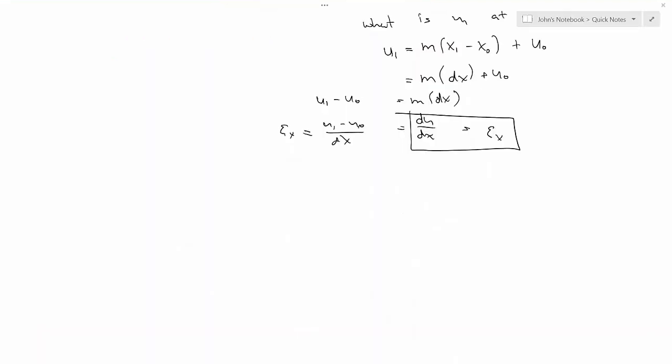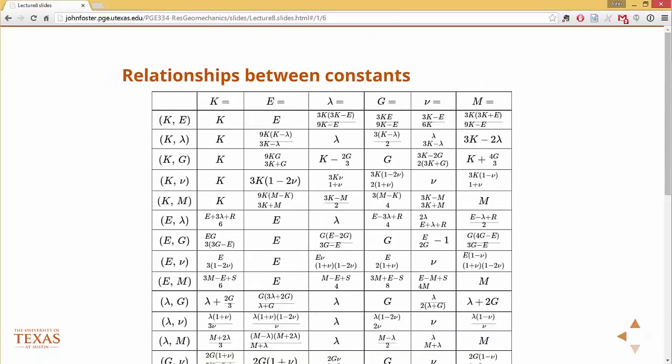And then I give you this chart. So we've talked about K, the bulk modulus; E, the Young's modulus; lambda, Lamé's constant; G, the shear modulus; and V, the Poisson ratio. There's also M, which we haven't talked about yet, the seismic modulus, which I'll show you in a second. For an isotropic material, they're all related to one another.